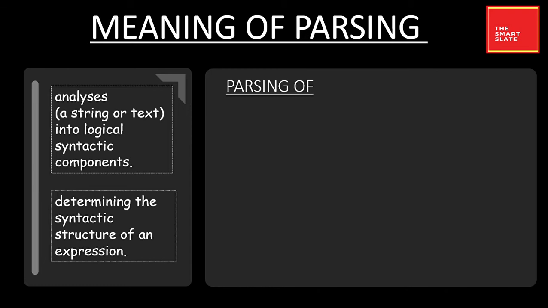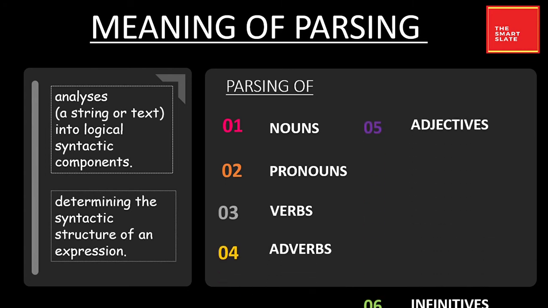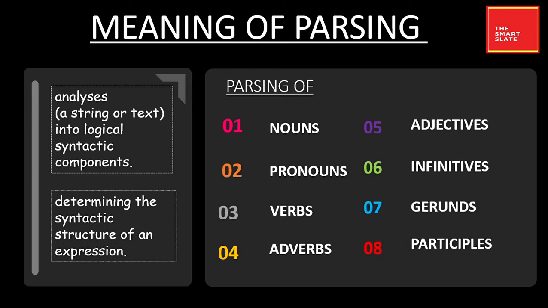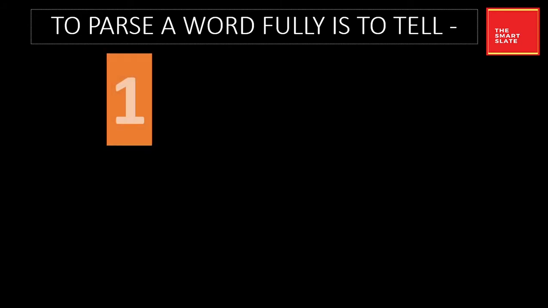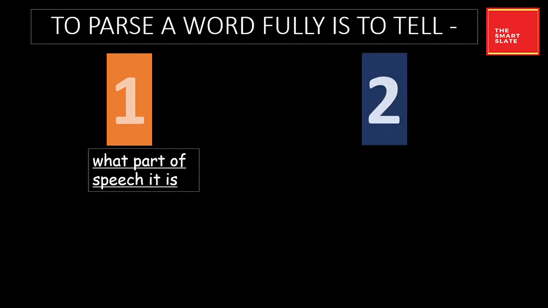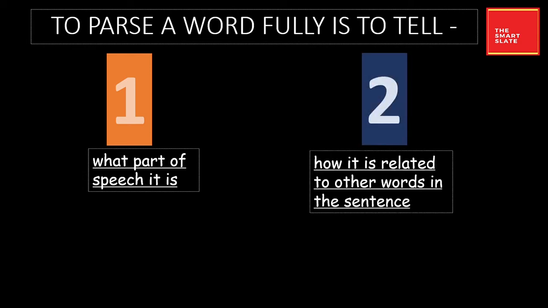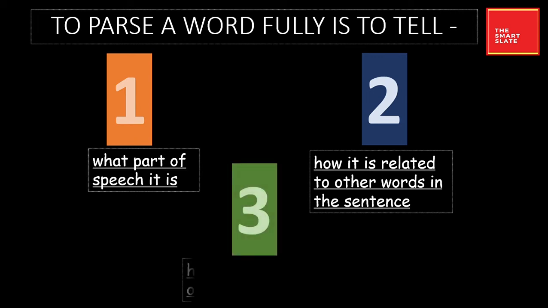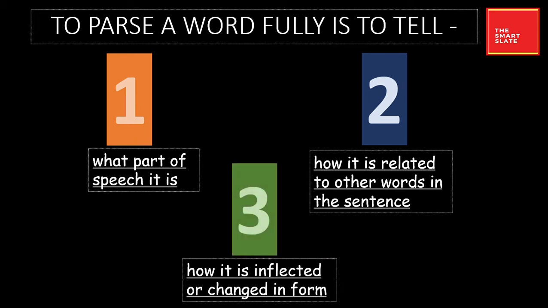So we have parsing of nouns, pronouns, verbs, adverbs, then we have adjectives, and the three basic types of verbals like infinitives, gerunds, and participles. So let us understand each one of them one by one. To parse a word fully is to tell what part of speech it is. Now how parsing actually works: you tell what part of speech it is, how it is related to other words in the sentence, and the last one is how it is inflected or changed in form.